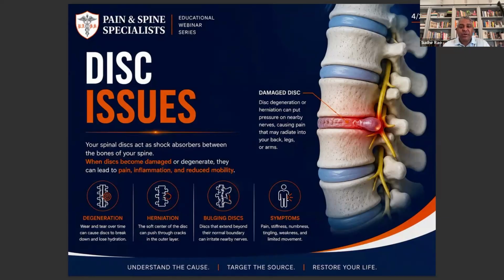When you have degeneration, this is really a progressive loss of hydration and disc height with age. This is a normal process, and it does show up on imaging, X-rays or MRIs, and it can be a source of your pain, but it's not what we usually define as a real diagnosis for where your pain is coming from.